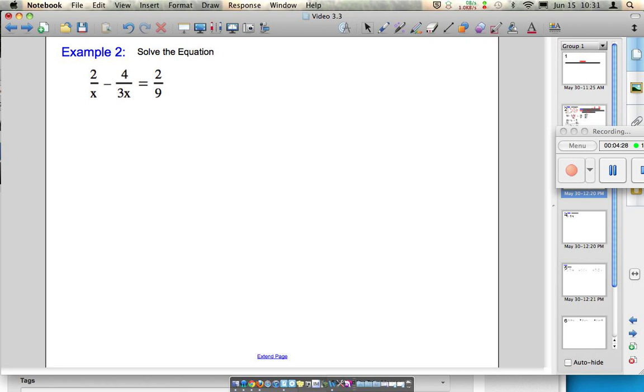Remember, we want to multiply by something so the bottoms cancel. So it looks like I have to multiply by x because there's an x in both of these. If I had an x on top and an x on bottom, they would cancel. So I have to multiply by x.